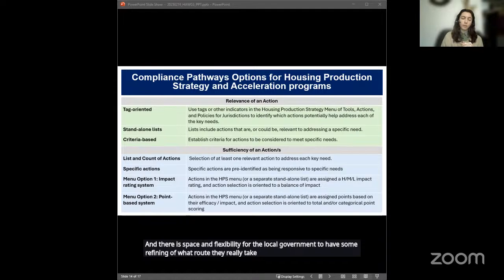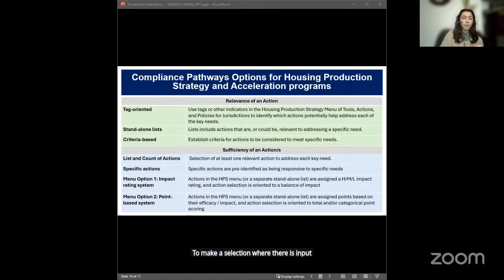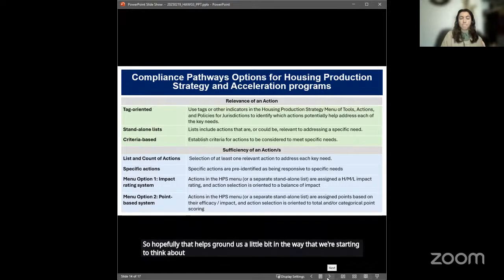This is similar to what Julia was mentioning earlier on the call. I'll pull some of these conversations together, where there is some room to make a selection and there is input that could be fielded. So hopefully that helps ground us a little in the way that we're starting to think about these program design options. I do have one more slide, but I'd like to pause here and take a check for understanding and clarifying questions on how we've framed this part out.